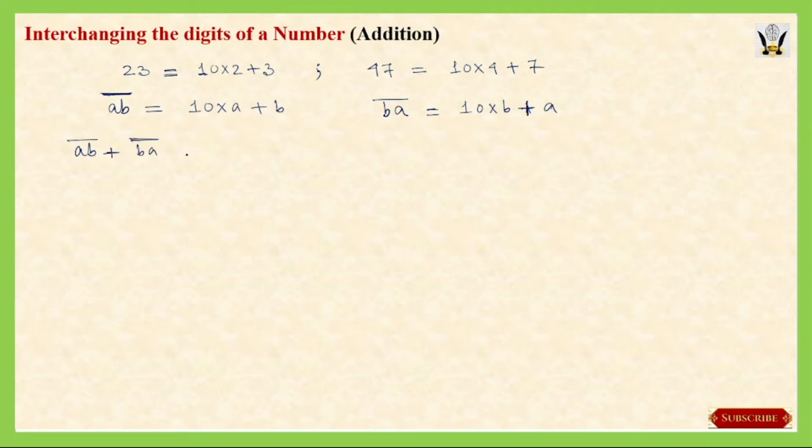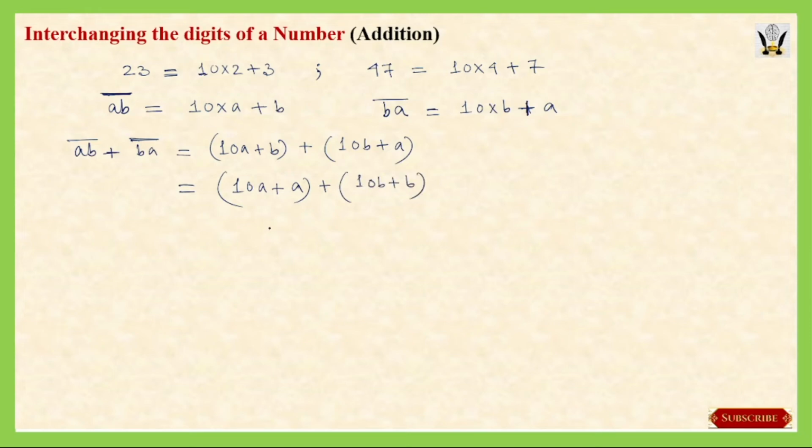If we add these two 2-digit numbers, then what will happen? We will have this as addition. 10a plus b we will get from the first number, and then from the second number we will get 10b plus a, right? Now if we add the a's separately, it will be 10a plus a, and if we add the b's separately, then it will be 10b plus b. So what will be the result of addition? It will be 11a plus 11b.